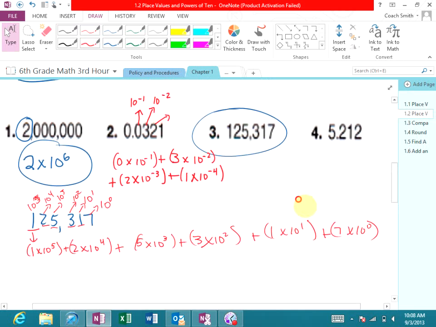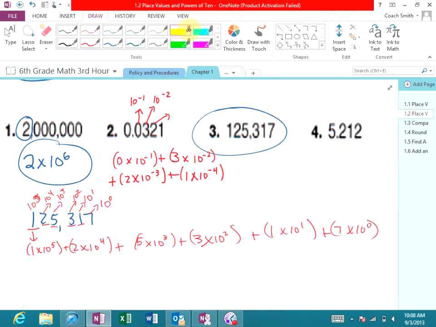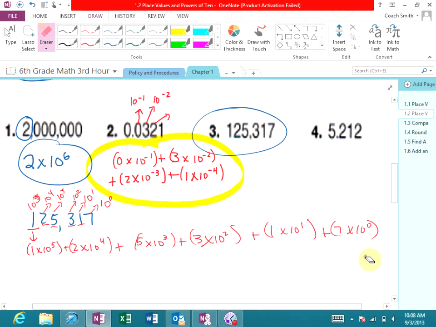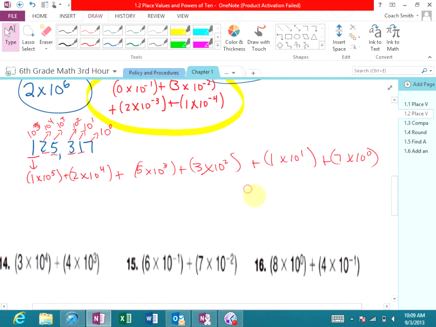So now we've done one with decimals, and now we've done one with whole numbers. Well, what if we have one that has both? If we have one that has both, it's still the same thing. So let's take this example, number 4. We have 5.212, is that correct? Was that what number 4 is?